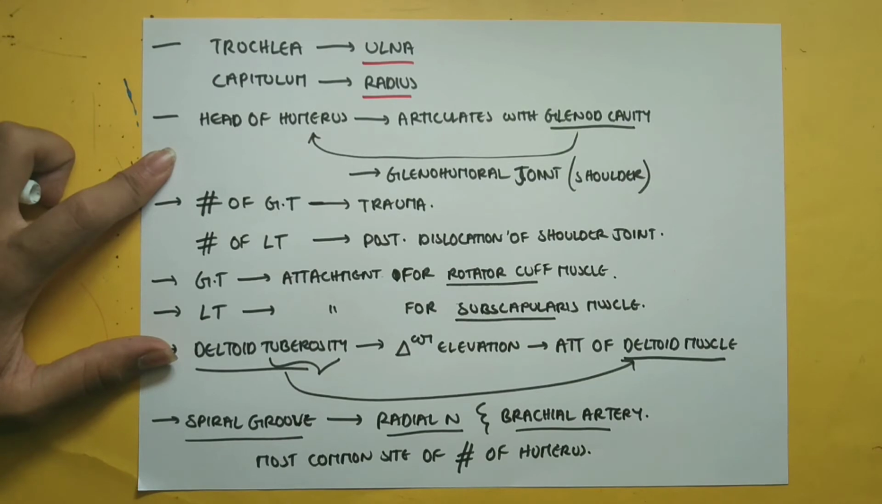Okay, I will ask you a simple question. What happens when the fracture of the surgical neck of the humerus? Which nerve gets damaged and which artery gets damaged? Don't know? Okay. Whenever there is a fracture of the surgical neck, the axillary nerve gets damaged and the circumflex humeral artery gets damaged. Remember those points.